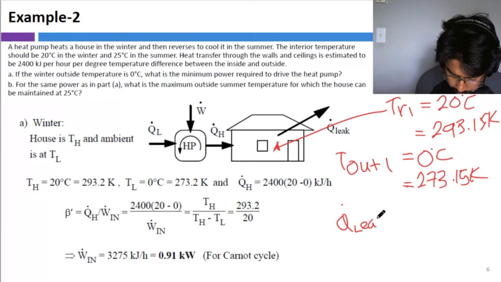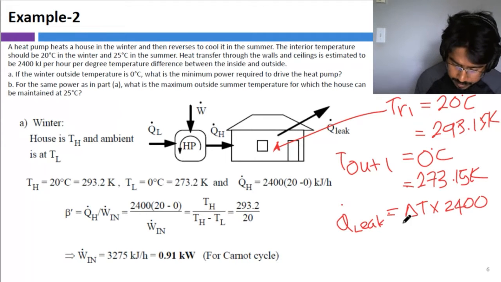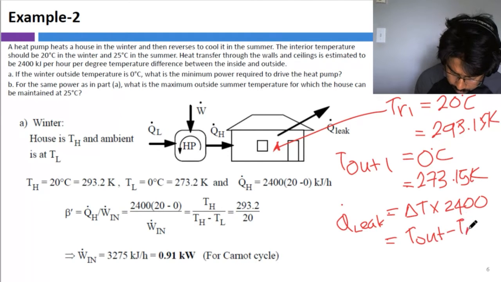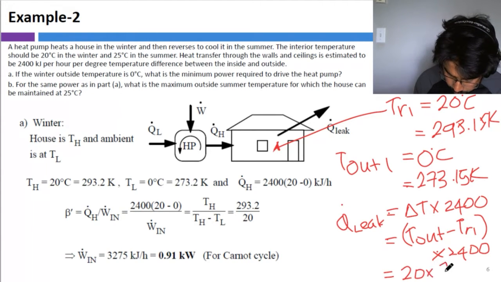Q leak equals delta T into 2400, right? Delta T is going to be T out minus TR1, so which is going to be T out minus TR1 into 2400. So that's going to be 20 into 2400.